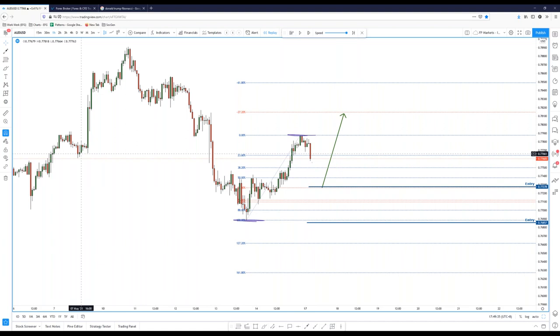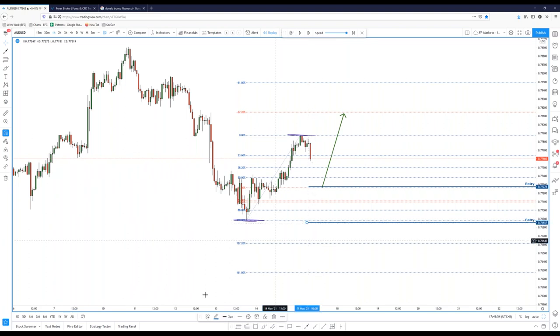Normally I will never base off Fibonacci alone. I look at support and resistance. I look at key graphical areas that are nice, and then I combine all of that to find a nice entry level. But just using Fibonacci as an example, 61.8 will be my entry.